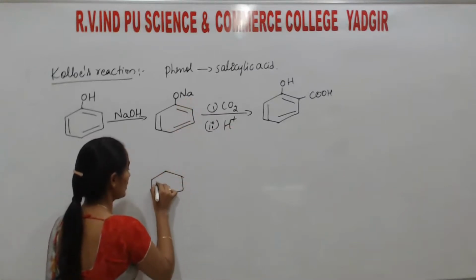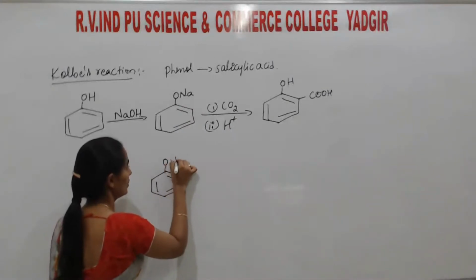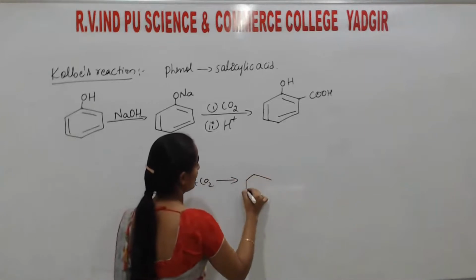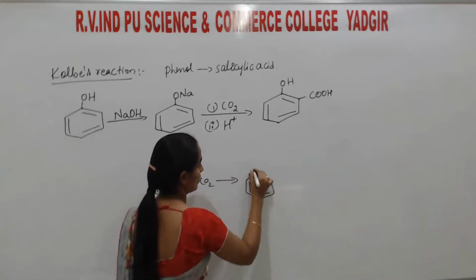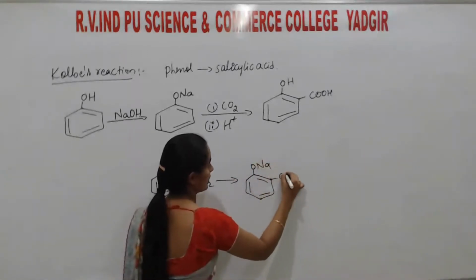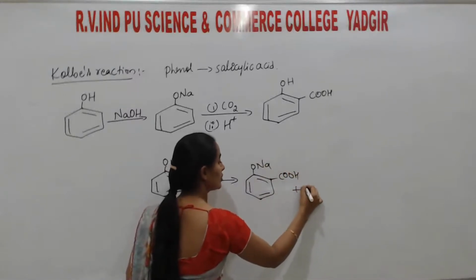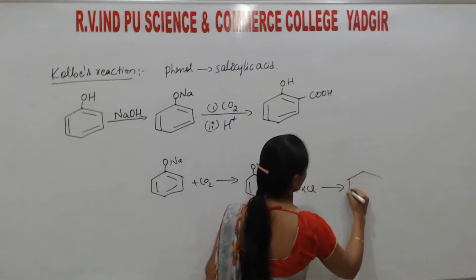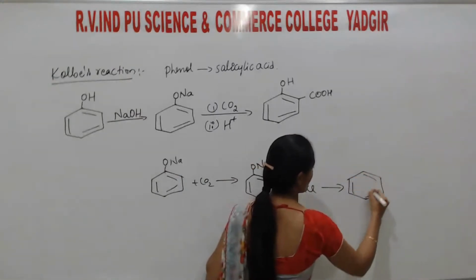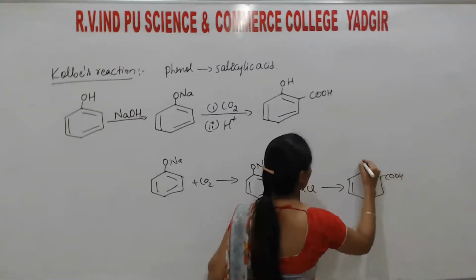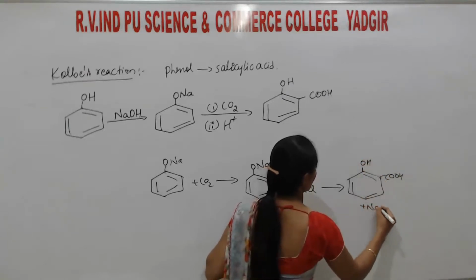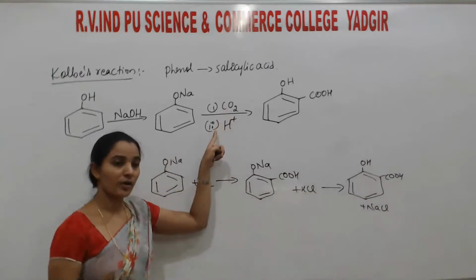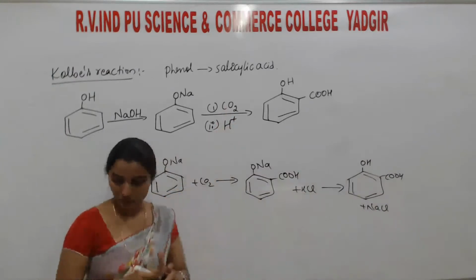So this is ONa. First this is treated with CO2, so it forms ONa with COOH. Then it is treated with any acid. So then what does it form? Of course COOH is already there. Here it is OH plus NaCl. So that is what I wrote here. CO2 followed by hydrolysis. Okay?